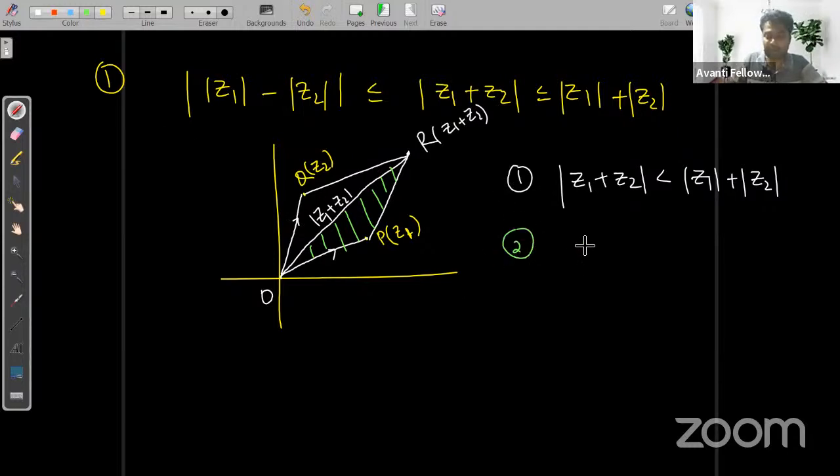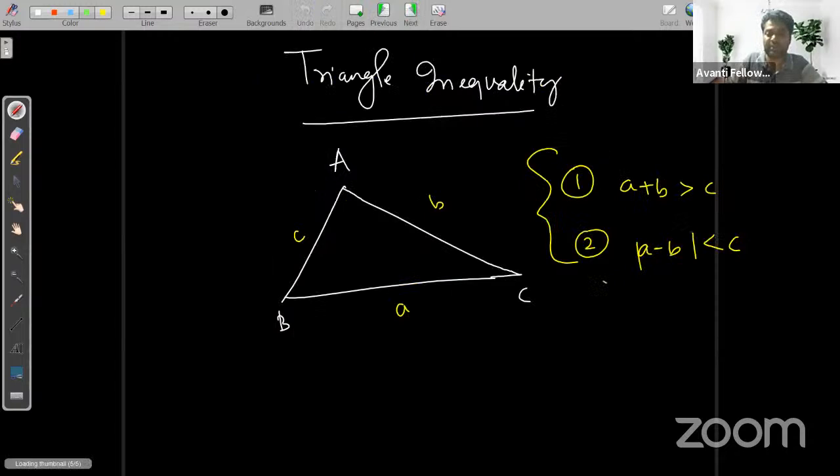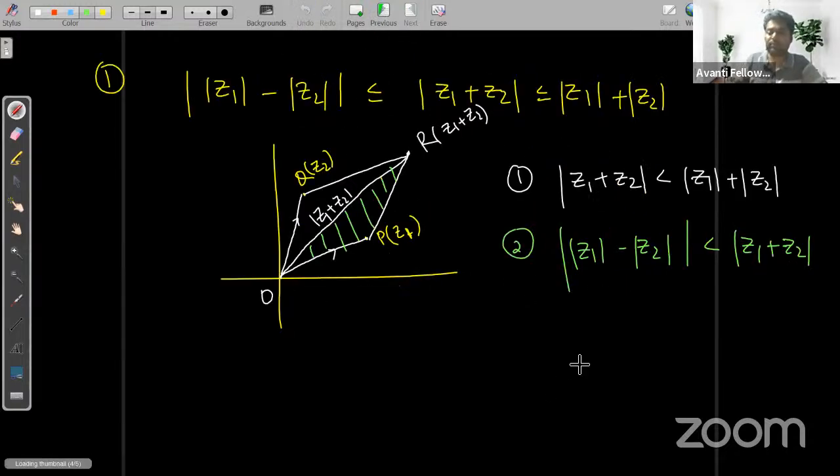The second thing I am getting here is that mod of Z1 minus mod of Z2 is less than mod of Z1 plus Z2, by using this principle. Yes or no? So these are two inequalities we are getting, right? Similarly, remember this is the very important triangle inequality, which you can observe from this figure also.